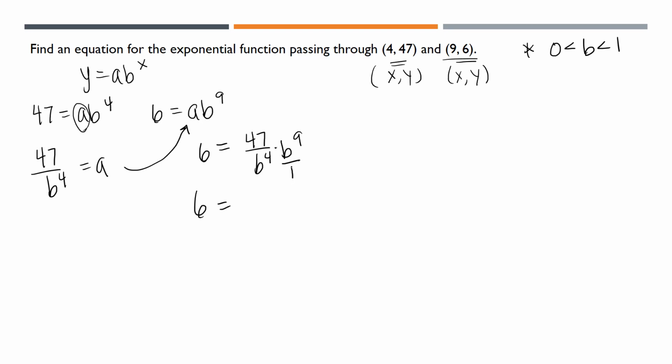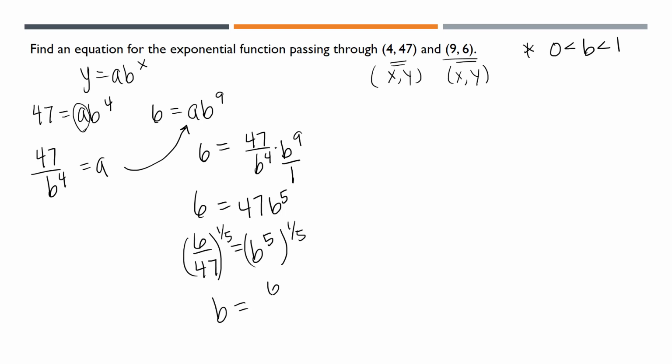Using my exponent rules, b to the 9th over b to the 4th, I'm left with b to the 5th. Divide by 47, and then a 1/5 power. I don't get two solutions this time because I have an odd power, but I'm going to calculate my b value to be (6 over 47) to the 1/5, which is about 0.6625. I'll take 4 decimal places. I'm doing that since this number is between 0 and 1. I don't want to lose too much information.